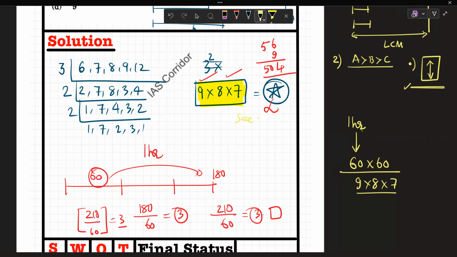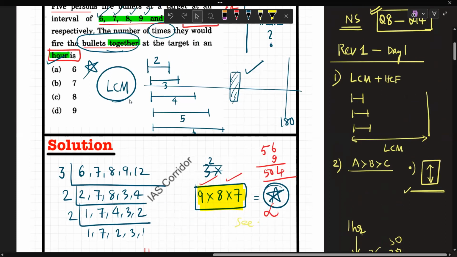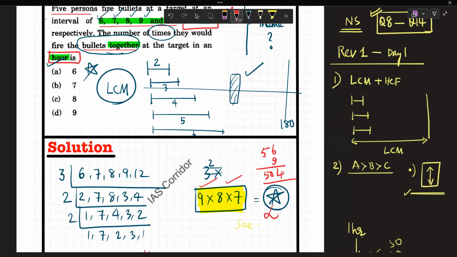Now evaluate this. How to evaluate? This gets cancelled into 20 and 20. 8 gets cancelled into 50. Answer is 50 by 7. This will be 7 point something. That means together, they would fire the bullets together 7 times in an hour. Clear? So your answer would be 7. I hope you have got it.